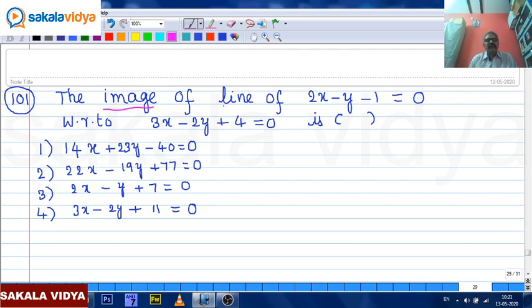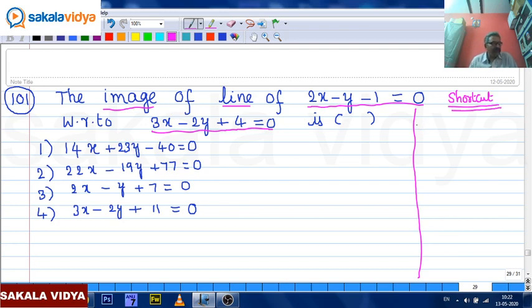The image of line 2x minus y minus 1 is equal to 0 with respect to 3x minus 2y plus 4 is equal to 0 is. So now I give the shortcut for this one. Remember the shortcut. Instead of doing it the long way, you remember the image of one line with respect to other line.